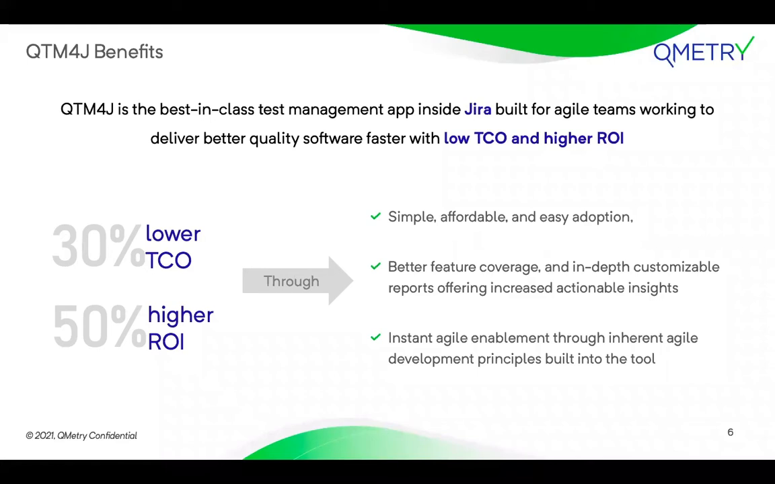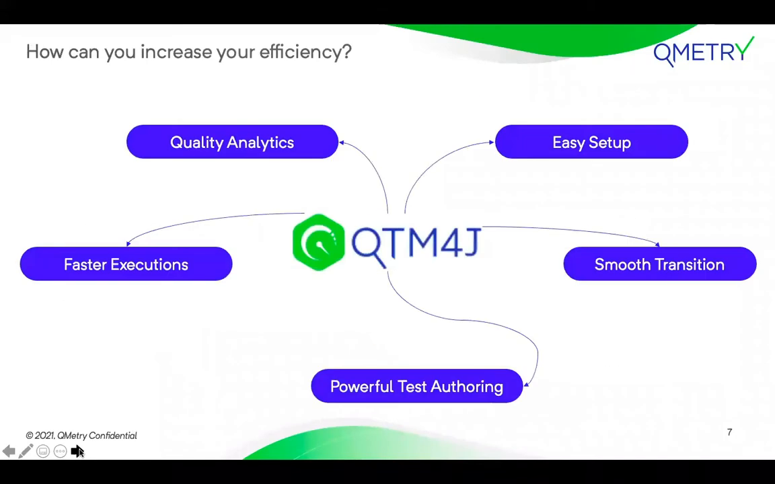Talking to these teams that have migrated away from any of these categories towards QMetry for Jira, we can bring the overall total cost of ownership down by 30%, as well as help the teams with 50% higher ROI. And the focus still remains on testing efficiencies and how we can achieve it with QMetry for Jira.